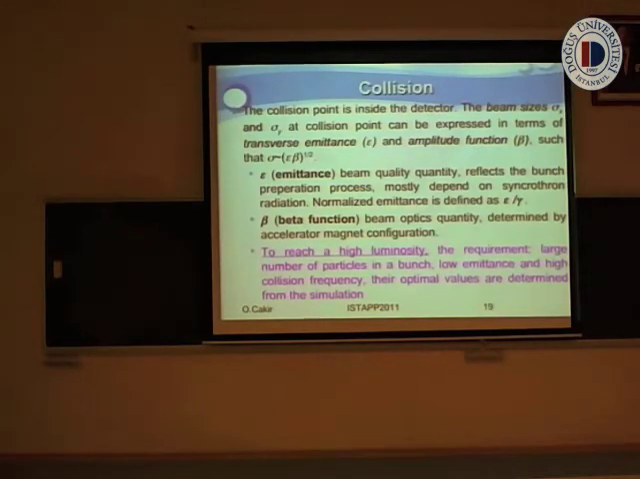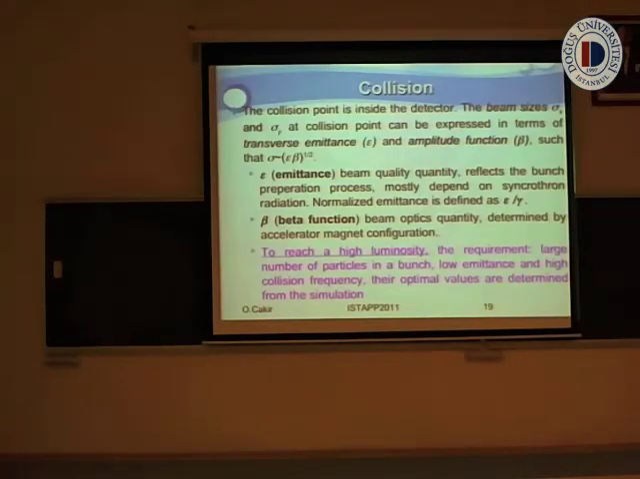Beam quality quantity reflects the bunch preparation process. Mostly depends on synchrotron radiation. Normalized emittance is defined as epsilon over gamma. In accelerator physics, it is commonly used in this form, epsilon over gamma. And the beta function depends. Maybe now we can understand that question better. So what does small emittance mean? It means my particles occupy a smaller area in the phase space. Yes. In terms of phase space, I can put them into an almost single point in phase space. So that means I know better, I can control my particles. Yes, that's true. Speed, angle, position, whatever it is, properties that you might consider. Yes, true.